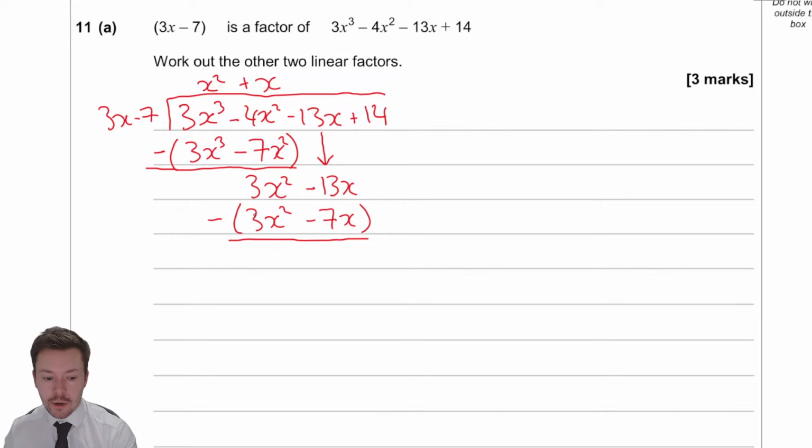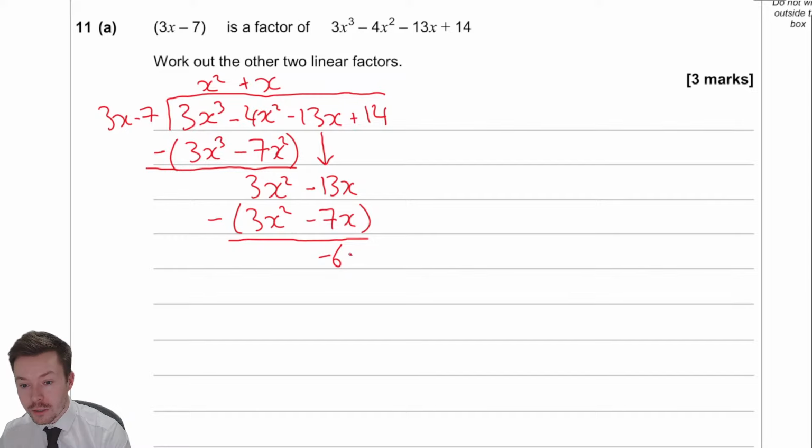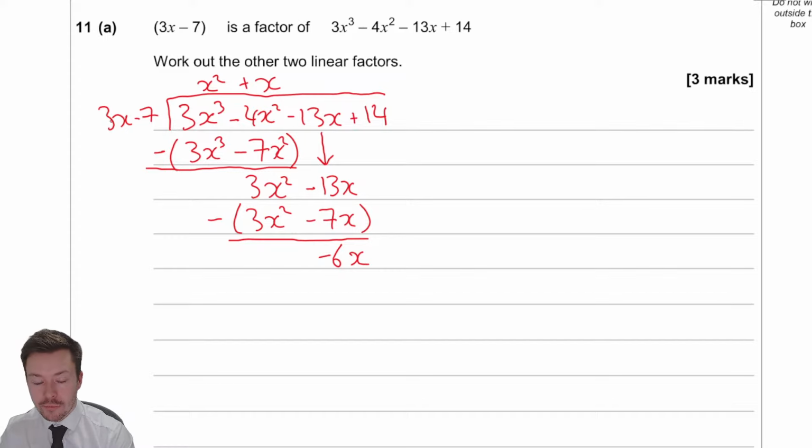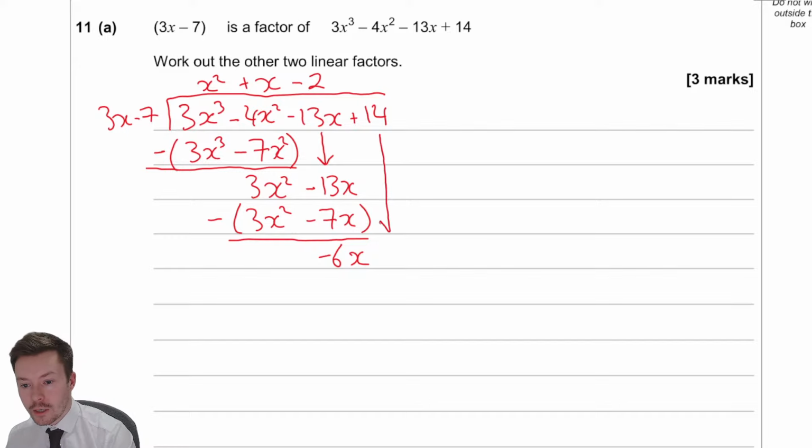3x squared take away 3x squared is 0. And then we're going to do minus 13 take away negative 7. So that's minus 13 add 7 is going to be minus 6x. Minus 6x divided by 3x. So minus 6 divided by 3 is minus 2, and the x is going to disappear. Okay. Then we're going to bring this plus 14 down.